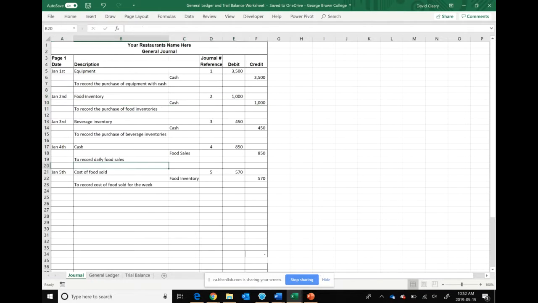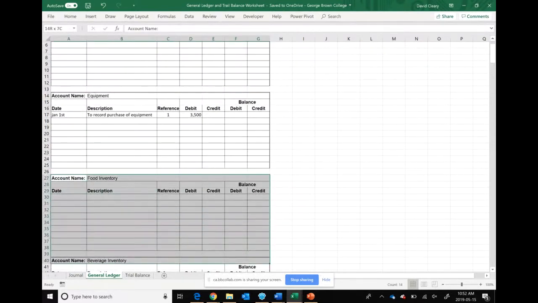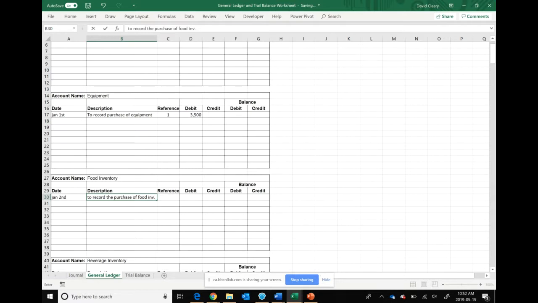So now we're looking to post to the ledger only the first line here first. So food inventory, debit 1,000. So we go to our ledger. We find our food inventory right here, conveniently right under equipment. Okay, found our food inventory. The date was January 2nd, right? There we go. The description, I believe, was to record the purchase of food inventory. So to record the purchase food, I'm just going to put INB, there we go.